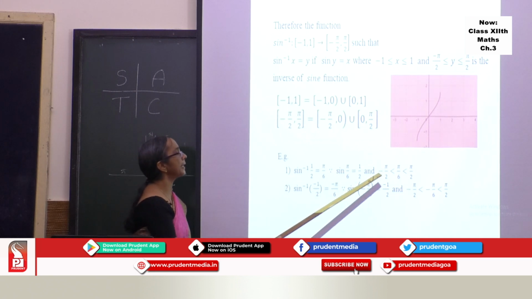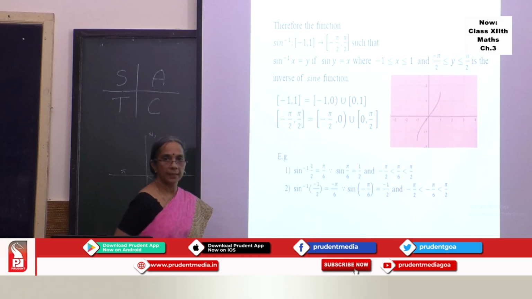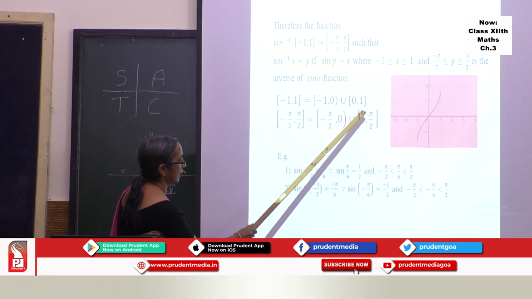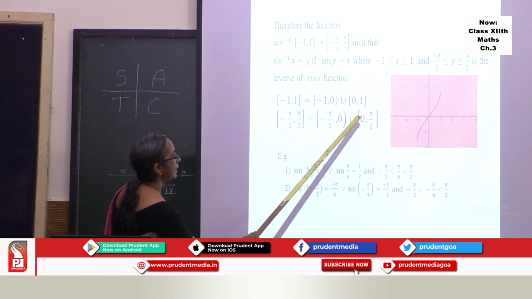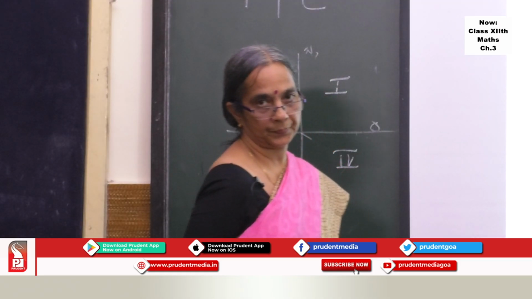Not only that, pi by 6 is between minus pi by 2 and pi by 2. It is coming in the interval minus pi by 2 and pi by 2. It is in the interval 0 to pi by 2.